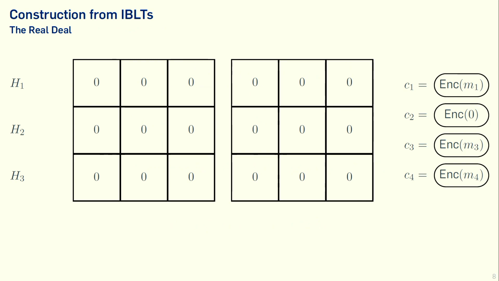Now, to the real deal, the actual construction. We again have two matrices, and now we want to insert C1 again into this data structure. What we do now is we don't hash C1. Instead, we only look at the index. So we hash 1. We get positions.